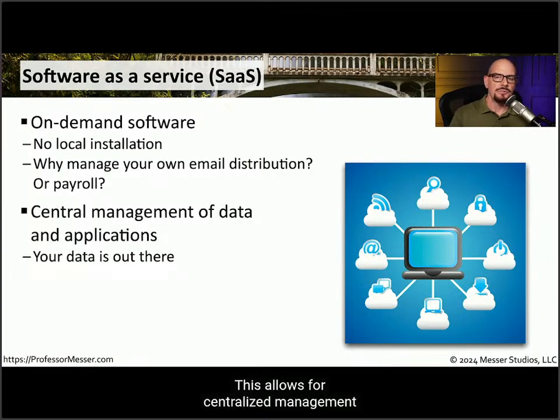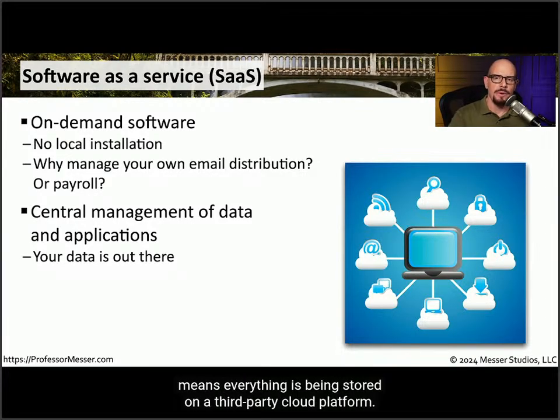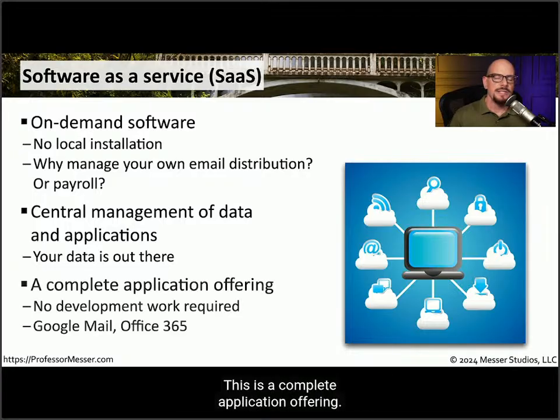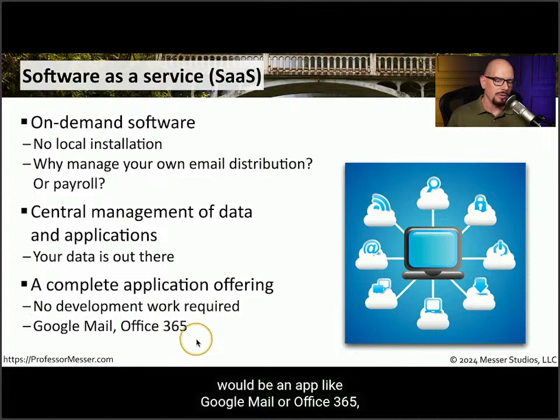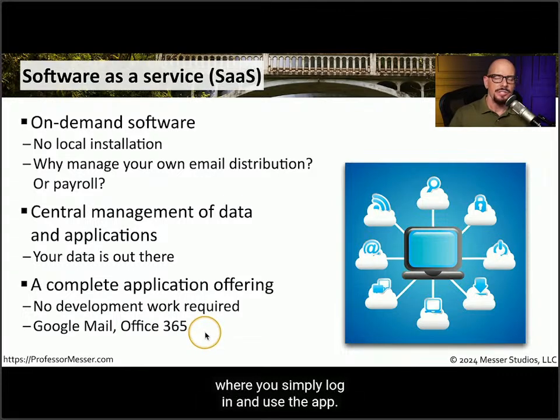This allows for centralized management of the application and the data that you're putting into the application, which means everything is being stored on a third-party cloud platform. This is a complete application offering, and you don't have to do any type of development work to be able to use that app. A good example of software as a service would be an app like Google Mail or Office 365, where you simply log in and use the app.